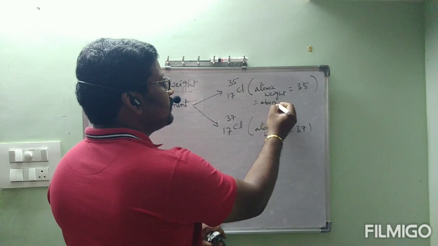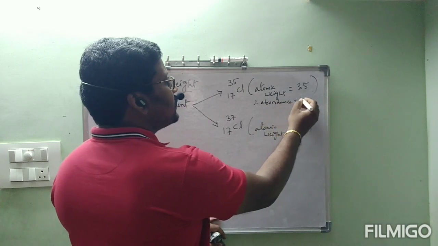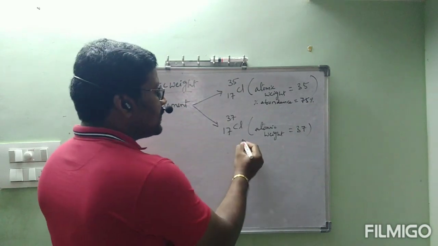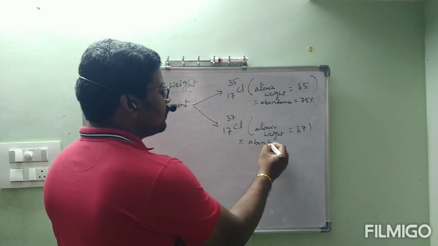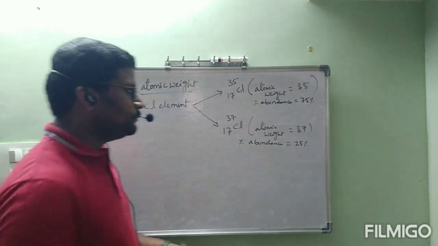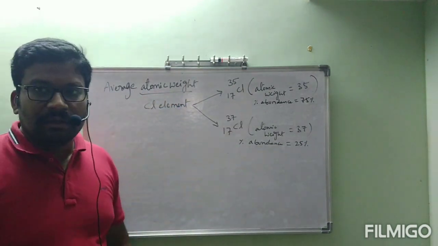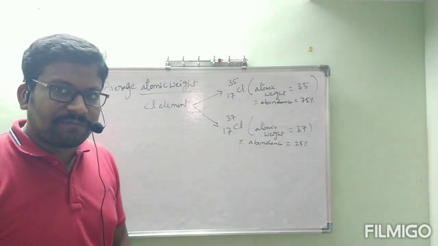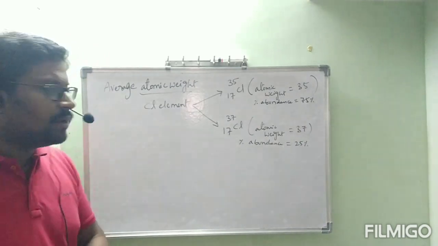Percentage abundance of first isotope is equal to 75%. Percentage abundance of second isotope is equal to 25%. This is the given. From this we have to find the average atomic weight of chlorine. Okay, once see all of you.